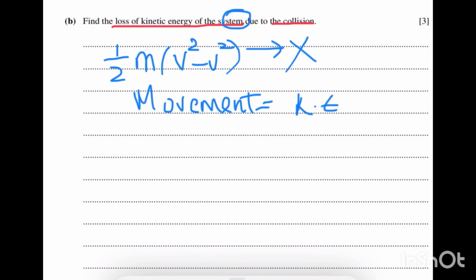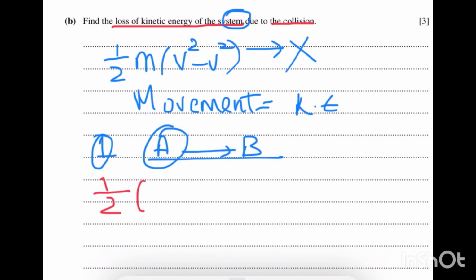So first we knew that A was moving towards B on a smooth table and B was not moving at all. So B was at rest, meaning B did not have any initial kinetic energy. However, A did have energy since it was moving, meaning it would have had the energy of half times its mass, which was 2.5, and 6 squared, which was its initial speed. That means that the initial energy in the system was 45 joules.